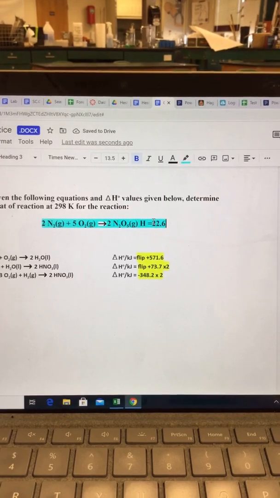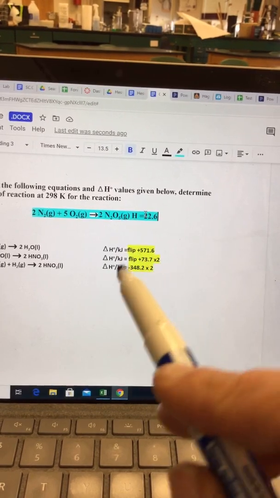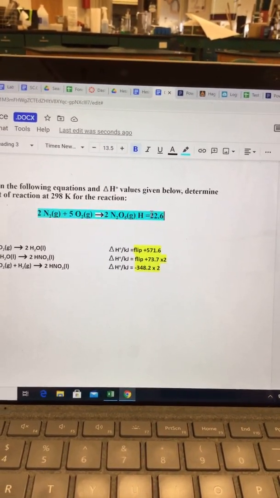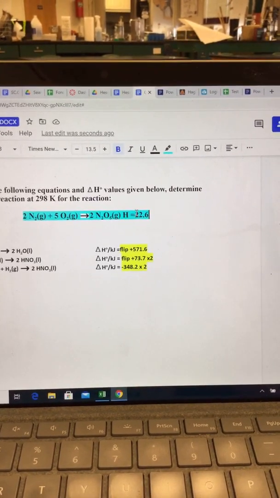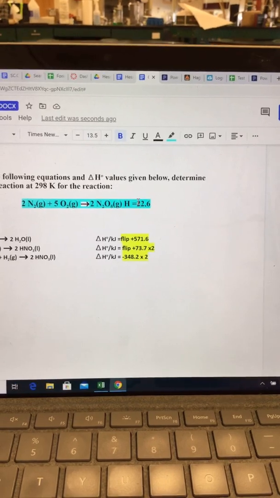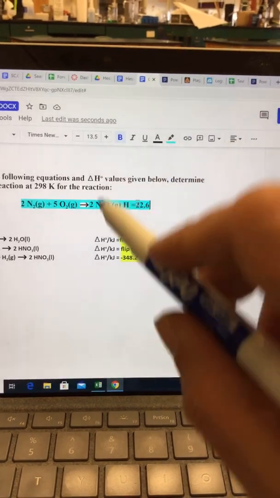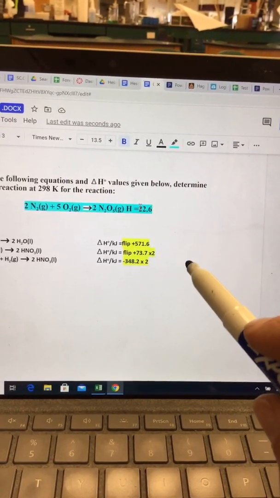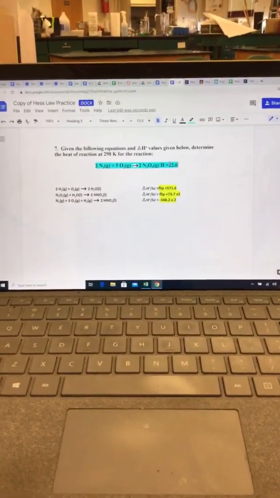If you didn't get that, you might have pushed your buttons slightly wrong. You might need to simplify any of these multiplications first. Okay, but it's a positive 571.6 plus, put a parenthesis around 73.7 times 2 end parenthesis, plus a parenthesis, negative 348.2 times 2 end parenthesis, equals, you should get 22.6. Okay, so I did 2 out of the 8 for you. I hope that that makes sense.